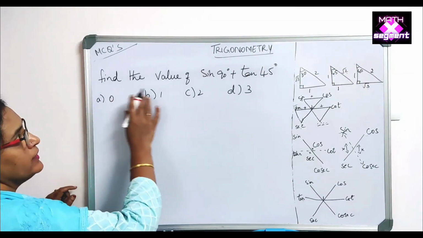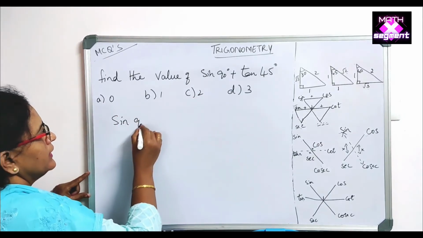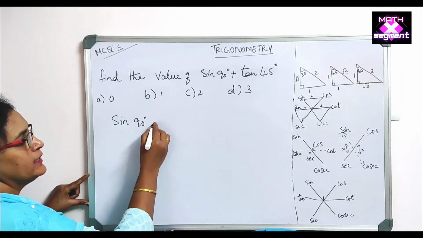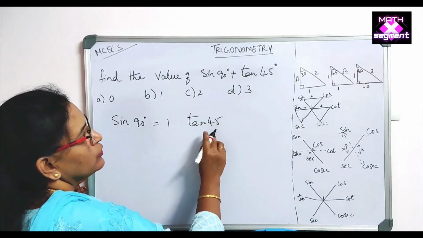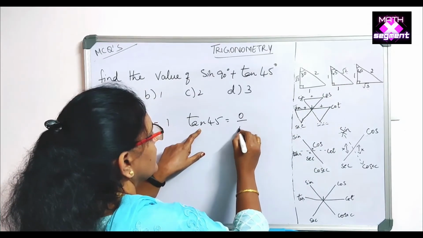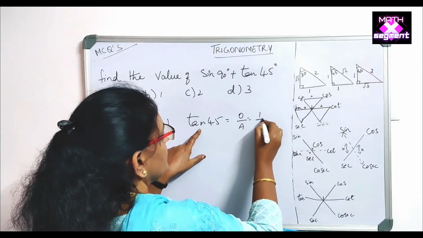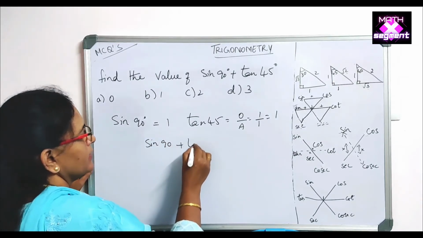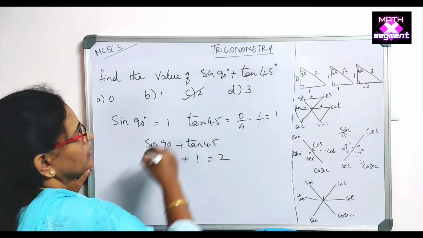Let's solve the next question. Find the value of sin 90 plus tan 45. When I explained trigonometric ratios with standard angles, I told you sin 90 is always 1. Now I have to find tan 45. See the 45 degree triangle, tan is opposite by adjacent. Under 45, opposite is 1, adjacent is 1, so 1 divided by 1 is also 1. So sin 90 plus tan 45 is 1 plus 1, which is 2.